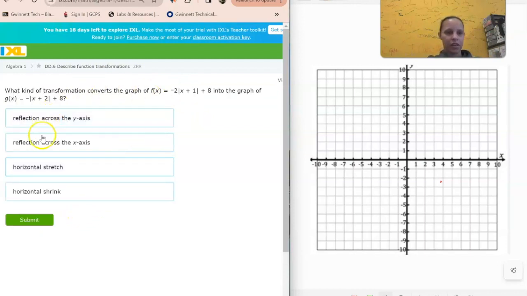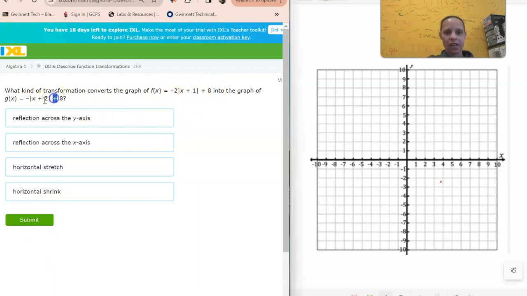All right, so again, either horizontal. So this is about it being inside. And remember, it's opposite. So inside, did I multiply? Or did I change the sign? So let's look at it. What happened?